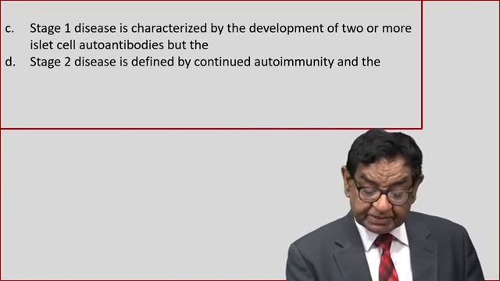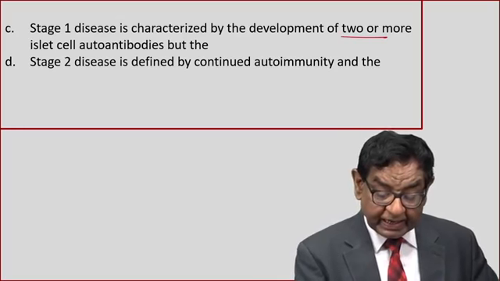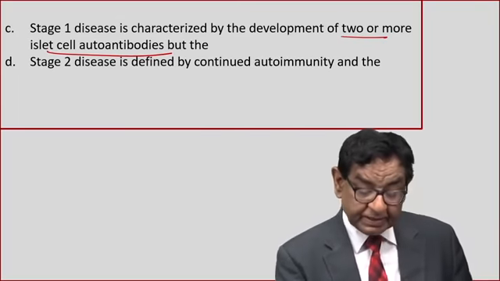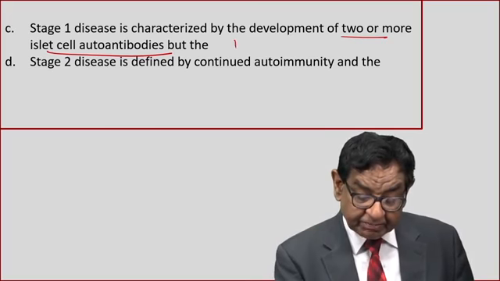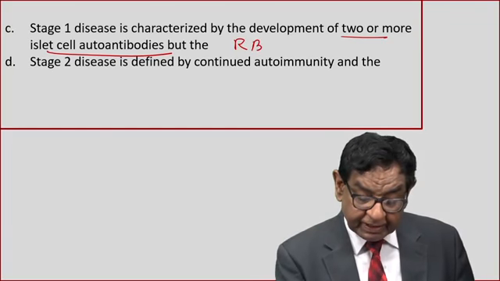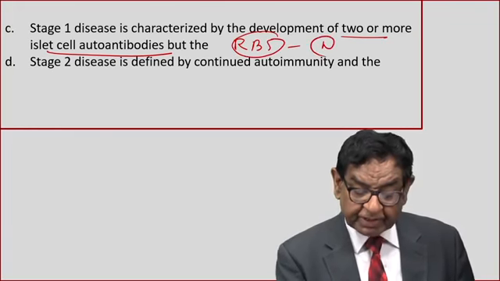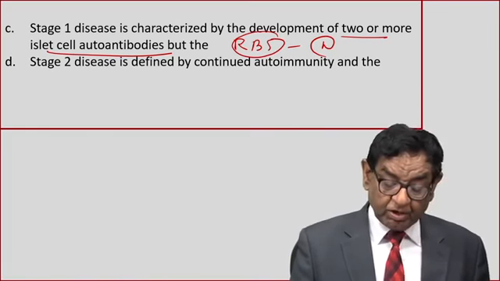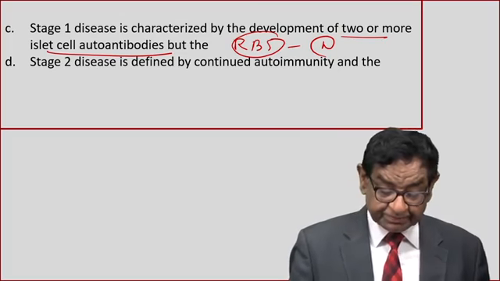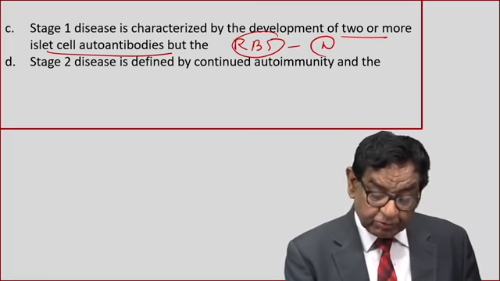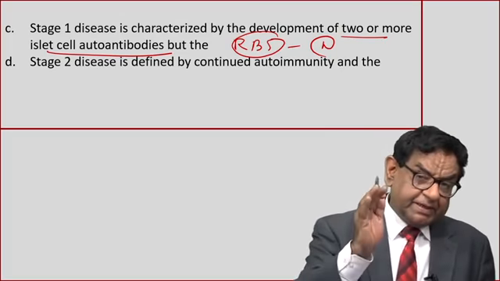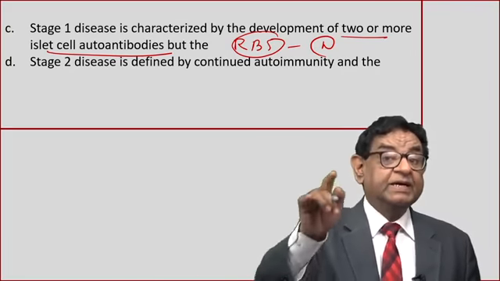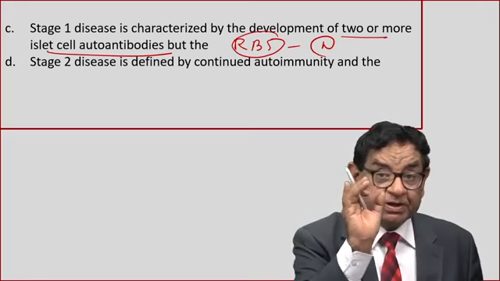Stage 1 is characterized by development of 2 or more islet cell autoantibodies, but still the random blood sugar is normal, fasting and postprandial are normal, although autoantibodies are there. Remember, in stage 1 antibodies are there, but the beta cell mass is normal. Okay, so the beta cell mass is reduced, but sugar is normal.